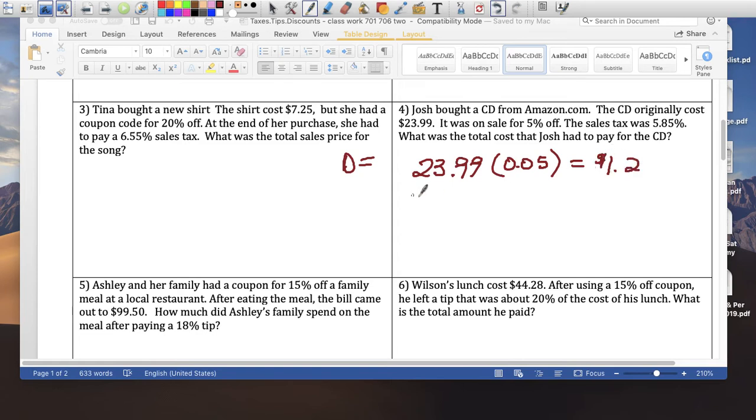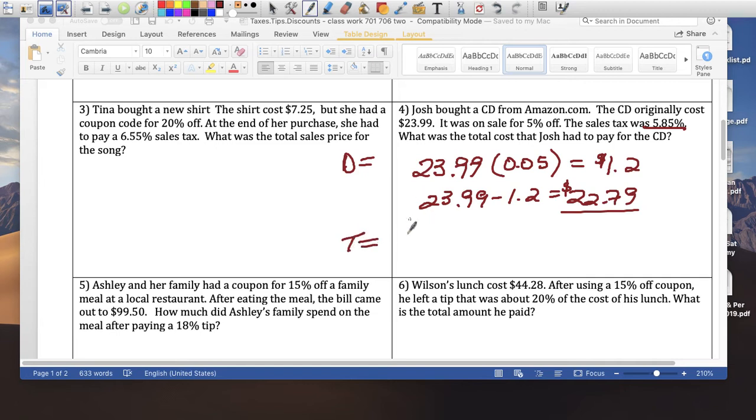Okay. So the CD, which was 23.99, I'm going to subtract the discount, which is $1.20, right? And that's going to give me $22.79. So that's with my little discount. Now I got to pay tax. And tax is 5.85%.